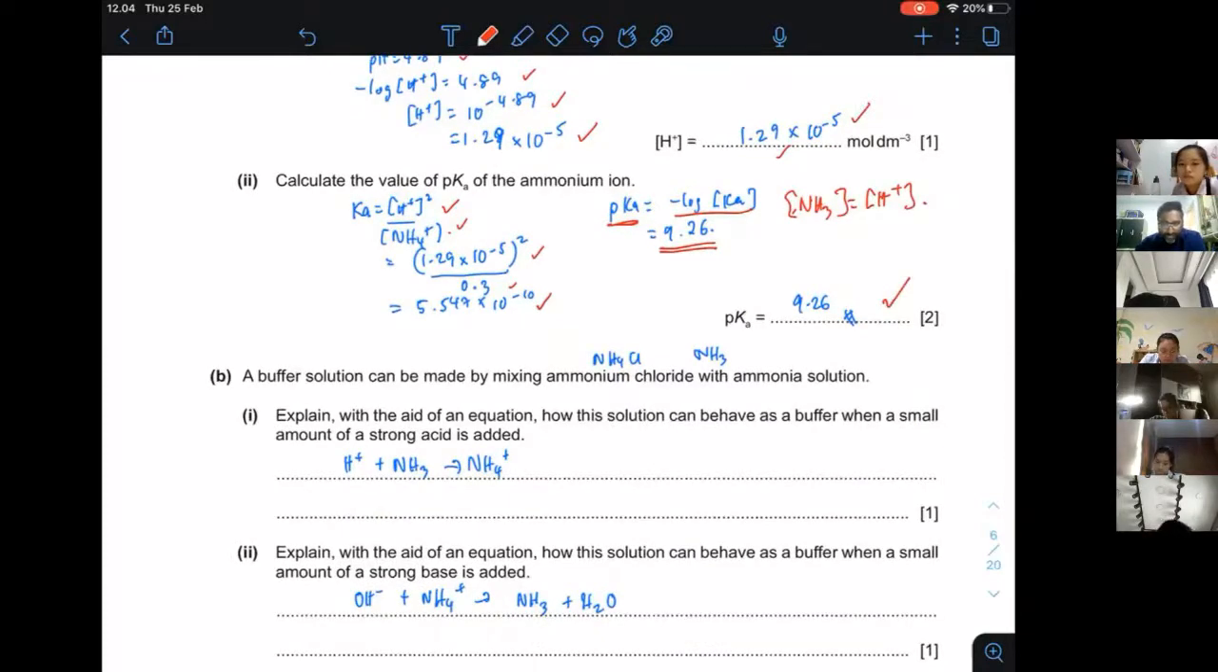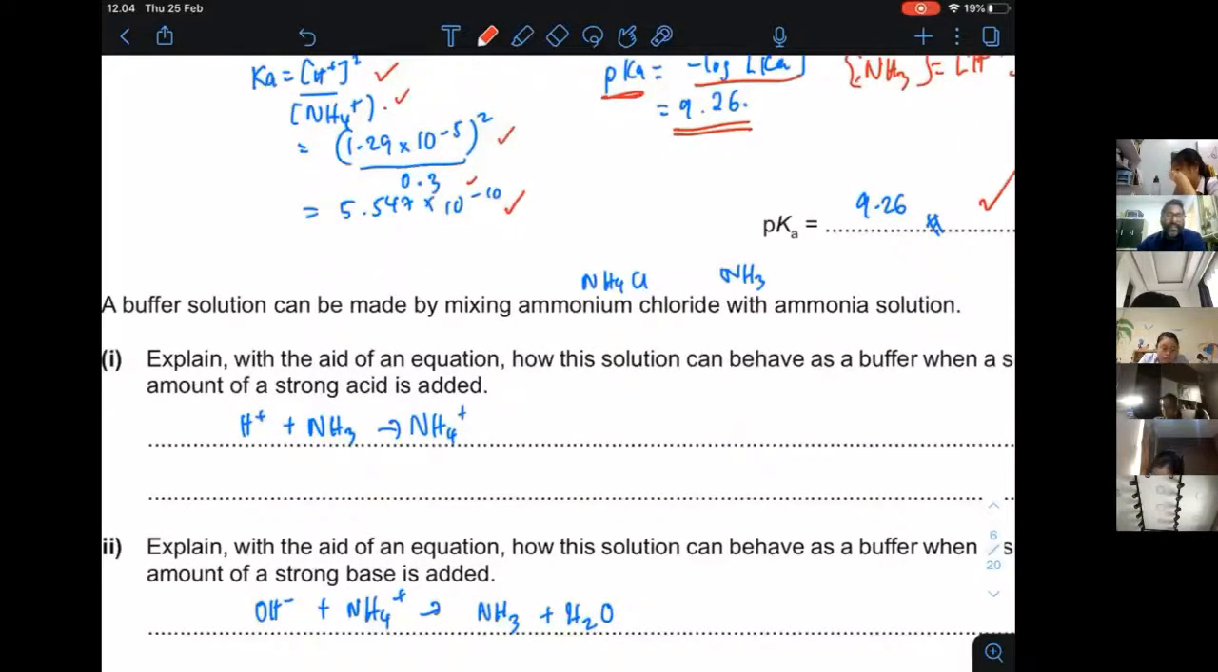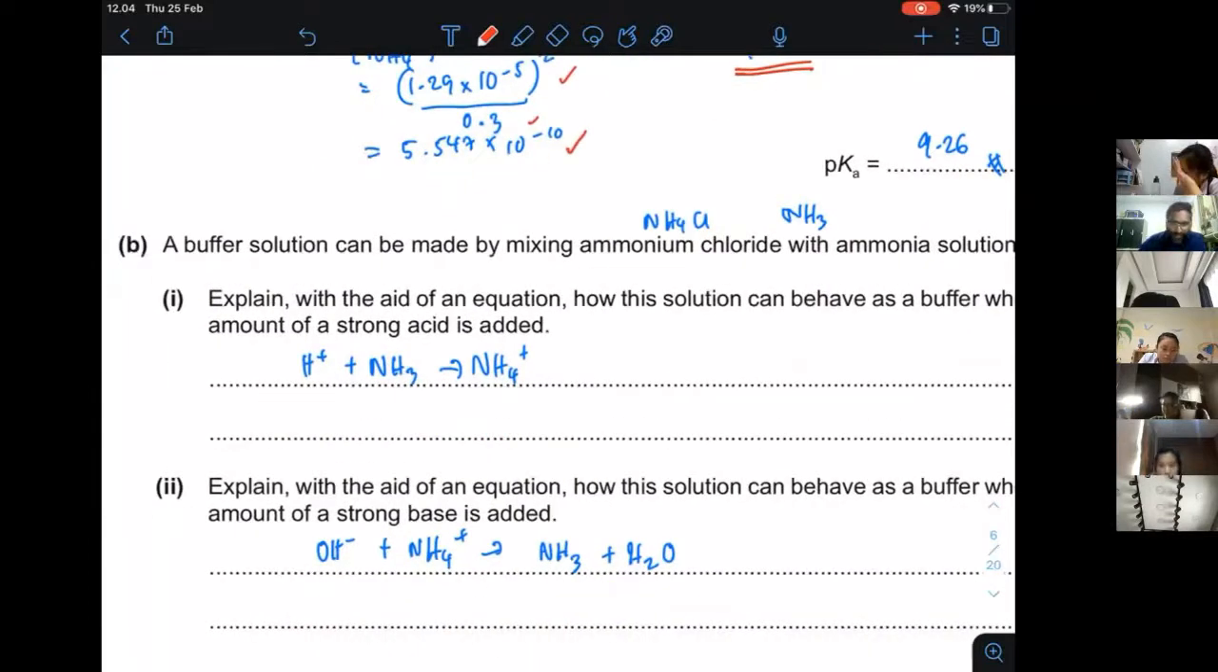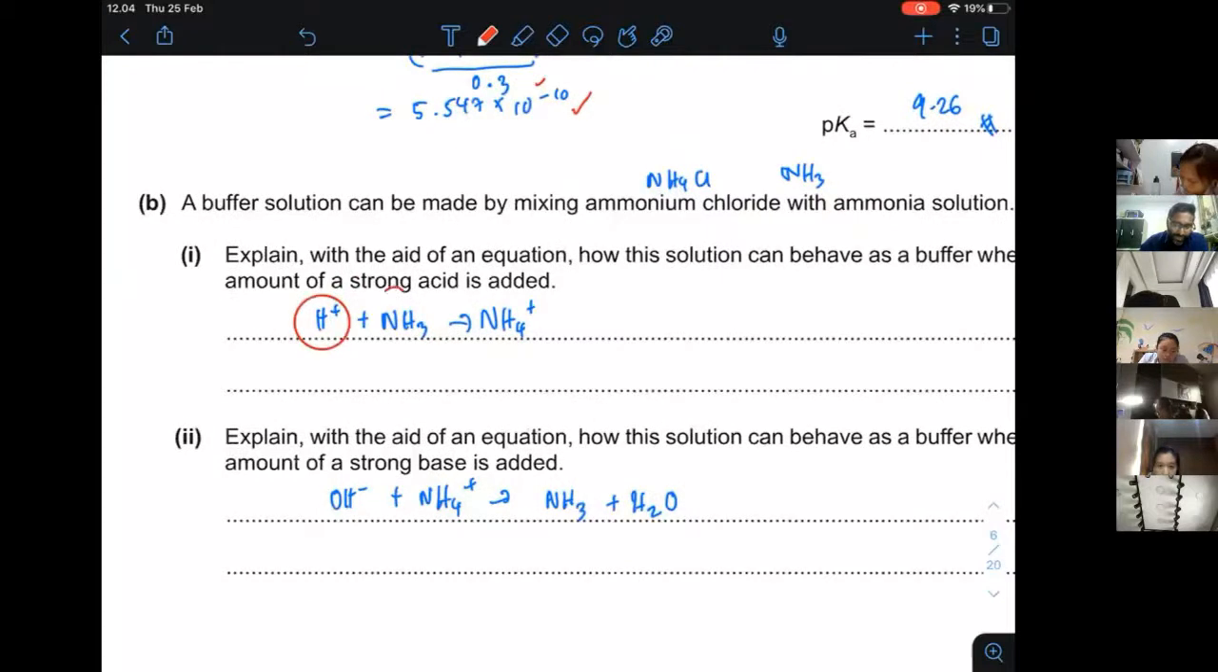Now, a buffer solution can be formed by mixing ammonium chloride and ammonia solution. Explain with the aid of an equation how this can behave as a buffer. So I write down the equation also. Then how to explain, you please explain yourself. So when you add H plus, it will react with the base. The base is going to be ammonia, and then you are going to get ammonium ion.